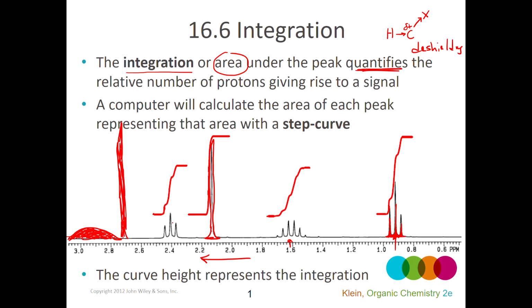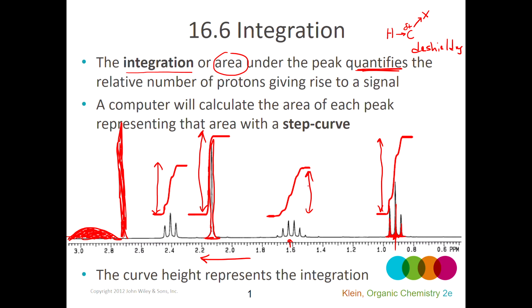We just have the computer calculate the area under the peak, and then it produces this step curve or integration, which translates the area of the peak into a height. So the higher this step curve, this one's obviously higher here, this one's not as high, this one's a little bit higher. The height of that is proportional to the area under the peak, the space produced by the width and height of that peak.